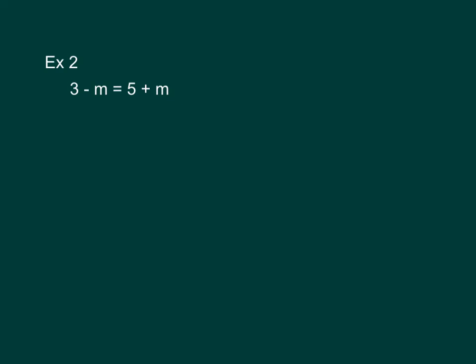Okay, some more practice with this. Again, it's a very easy first step, right? All we're going to do when we have these m's, in this case it wasn't an x, but it's the same case with an m, is stick a 1 in front. So if you like, we can rewrite it as 3 minus 1m equals 5 plus 1m.